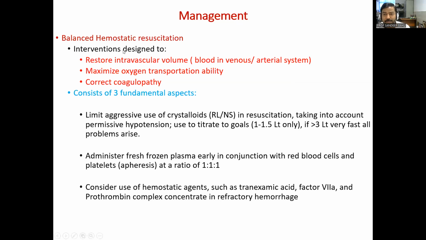So for the management, by balanced hemostatic resuscitation, we want to restore intravascular volume with blood products, maximize oxygen transport, and correct coagulopathy. For that, we have to give early blood products, the coagulation factors, FFP and platelets, and when the bleeding stops, then we will give RBC to achieve a trigger of 7 or more if it is a cardiac patient.